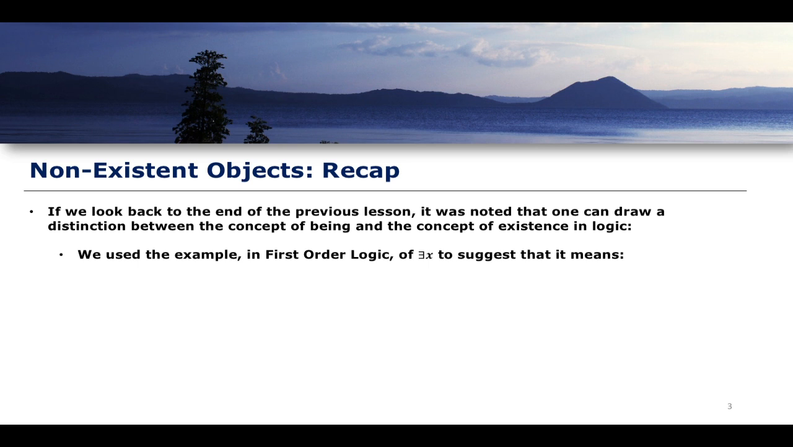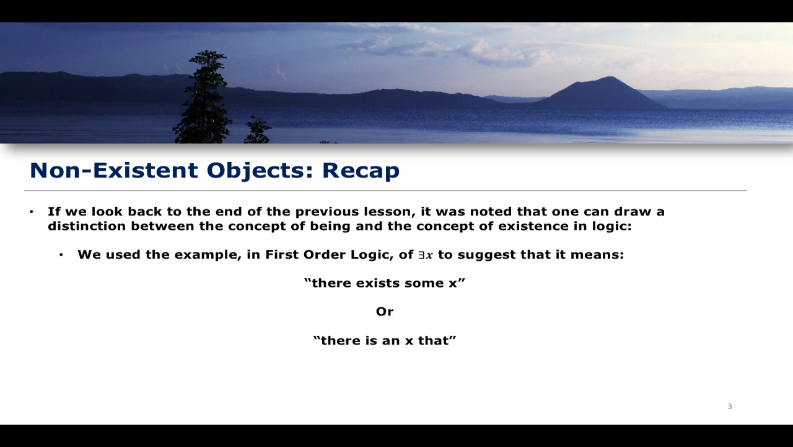We used the example in first order logic of the existential quantifier of some kind of variable to suggest that there is some existence of something that is x. Now we use x as a simple placeholder because it is simply representative of a variable, but we're talking here about the existence of something. That's what the existential quantifier does in first order logic.